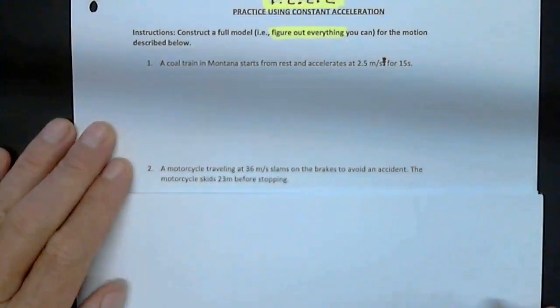We are going to do now the second problem. The second problem is a motorcycle going at 36 meters per second. That's very close to 100 miles per hour. I know off the top of my head that 35 meters per second is around 100 miles per hour. It slams the brakes to avoid an accident. The motorcycle skids 23 meters before stopping.